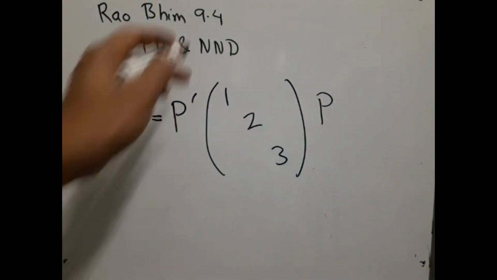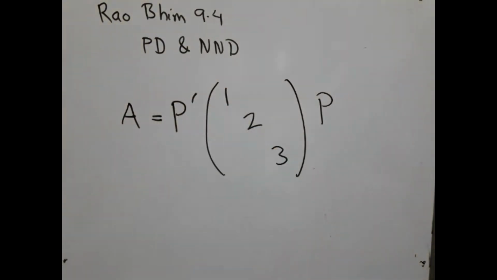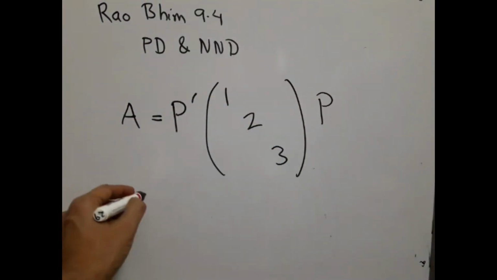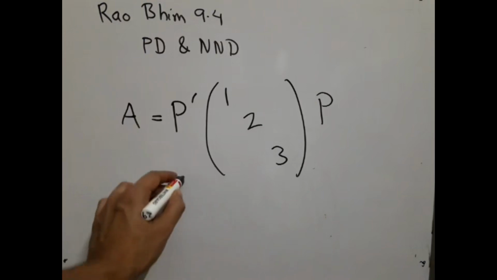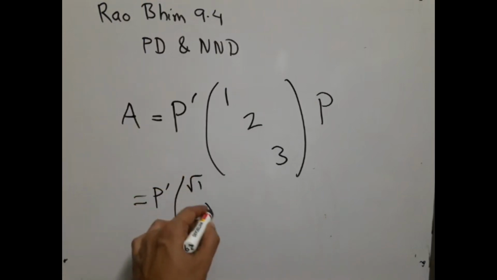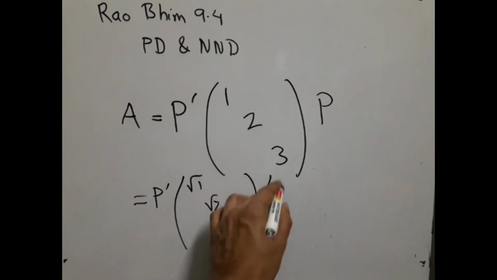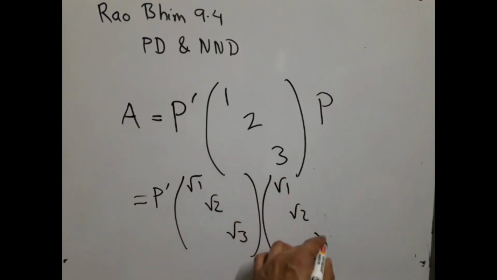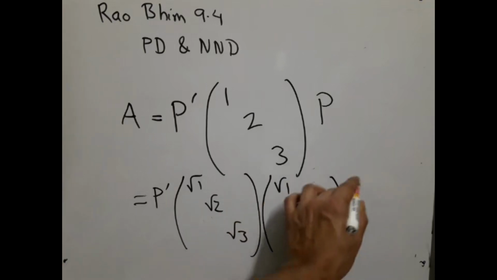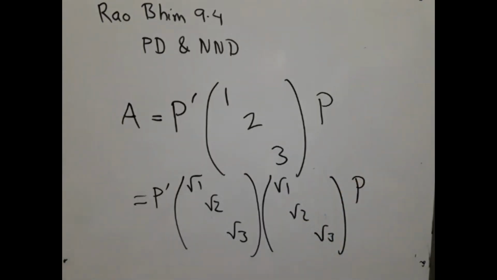Okay, now since these are strictly positive, I can split them up by taking square root. So what I can do is this: square root of 1, square root of 2, square root of 3, then again square root of 1, square root of 2, square root of 3, and P. I will just quickly remind you that when you multiply two diagonal matrices, the diagonal entries get multiplied up. You can check that quickly, that it always happens.